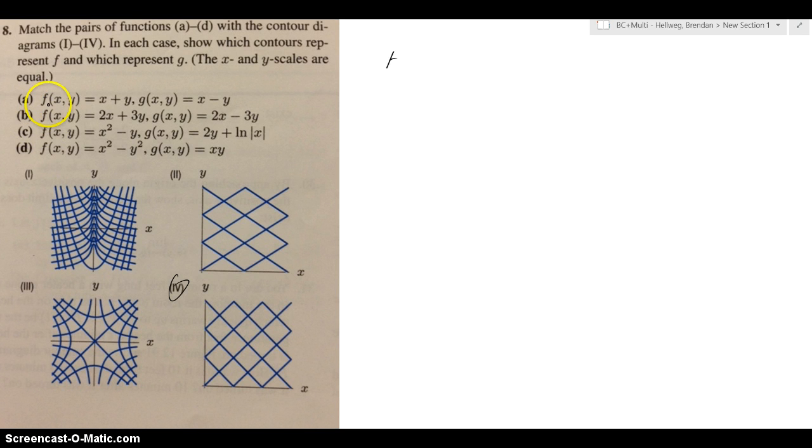Now, A is f of x, y equals x plus y, and g of x, y is x minus y. So I can visualize this as two separate graphs, one where z is increasing as x increases, and z is also increasing as y increases, and the other where z is increasing as x increases and decreasing as y increases. So it would have to look something like this.